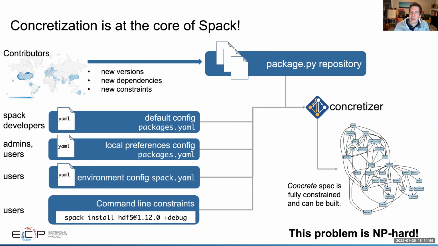And it takes a bunch of preferences from users. Well, the Spack developers can modify the defaults in Spack, so there are some preferences that come from there. Admins have their own preferences that they have for a stack that they've set up. Users can have environment configs. You can put stuff on the command line. And there are also constraints that come out of the package descriptions themselves. All that goes into the Concretizer and is used to come up with a consistent graph. That's what you're going to build.